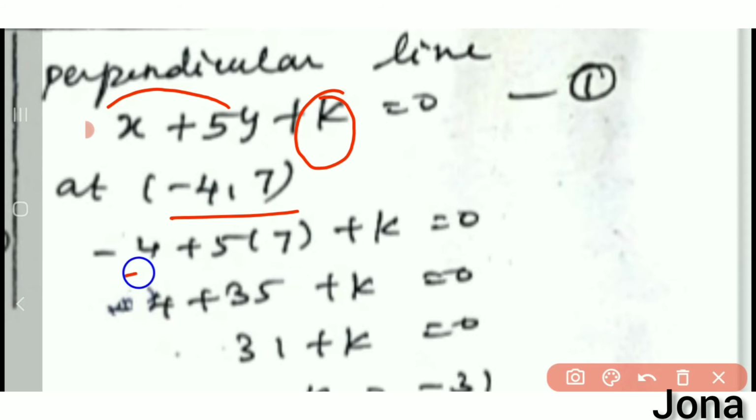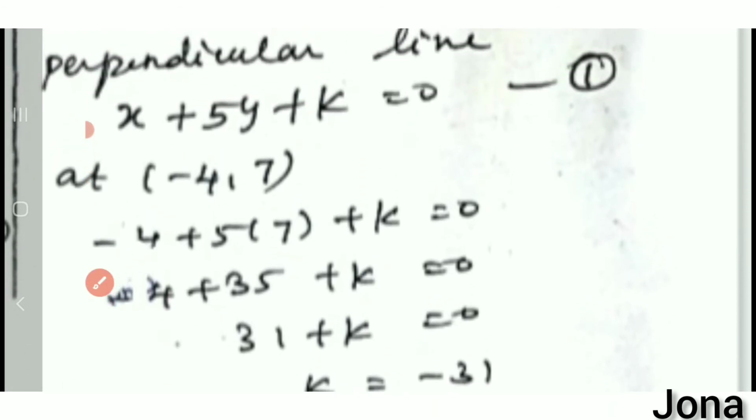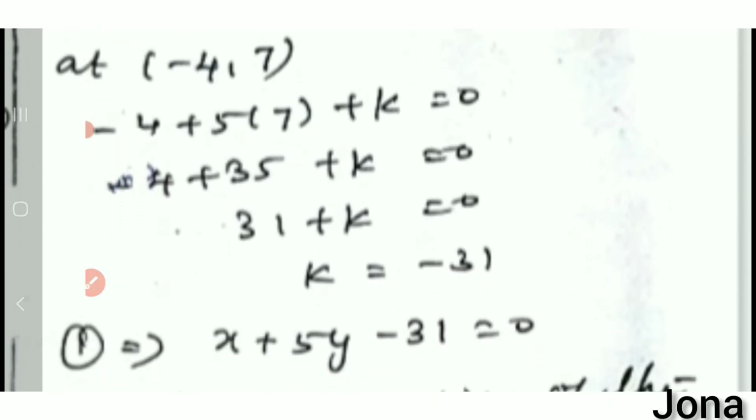So, substitute here: minus 4 plus 5 of 7 plus k equal to 0. Therefore, minus 4 plus 35 plus k equal to 0. It is nothing but 31 plus k equal to 0. Therefore, k equal to minus 31. Substitute this in equation 1. Therefore, we have x plus 5y minus 31 equal to 0.